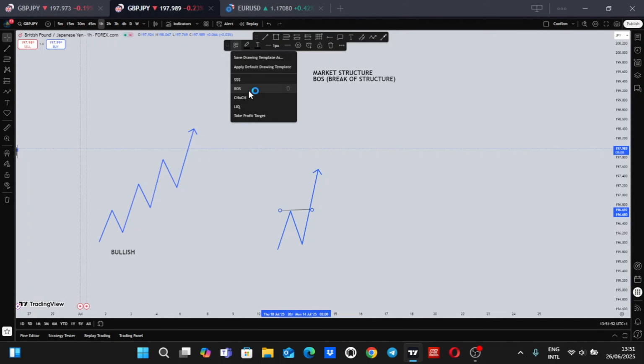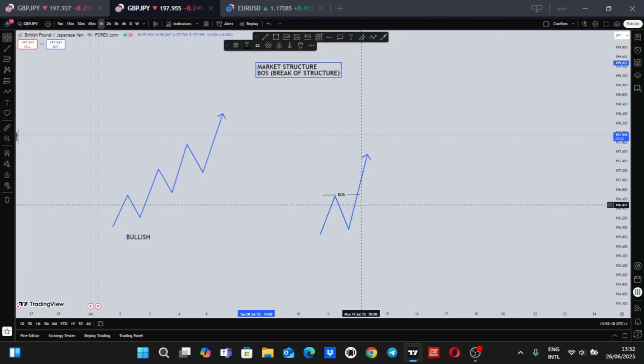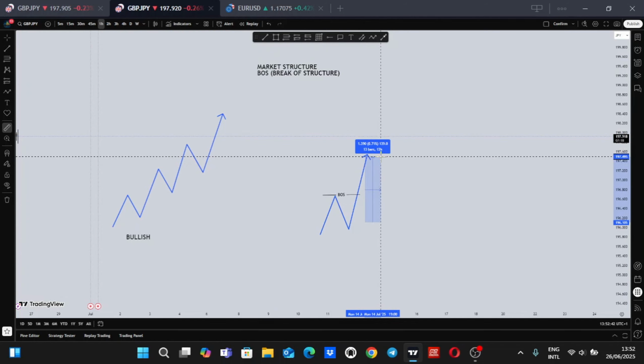So that's the break of structure. After spotting the break of structure, the next confluence you should look out for is the origin. Now the origin is where the impulse move started from. The impulse move, which is this move from here to here, is the impulse move. The impulse move is a move that causes the break of structure.